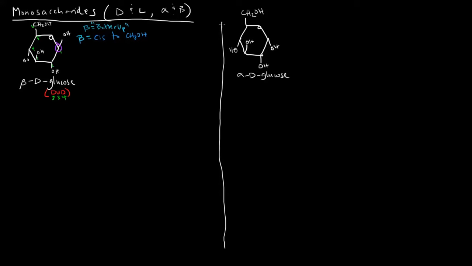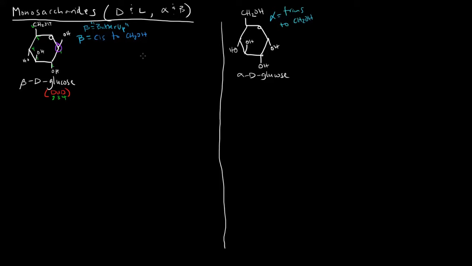So I know that alpha has to be trans, right? The OH group has to be trans to the CH2OH, and they are. This one's going up and this one's coming down. So this OH group is trans to the CH2OH. Okay. Now, how do you draw the L forms of these?